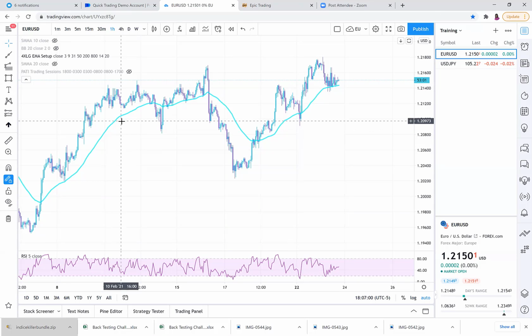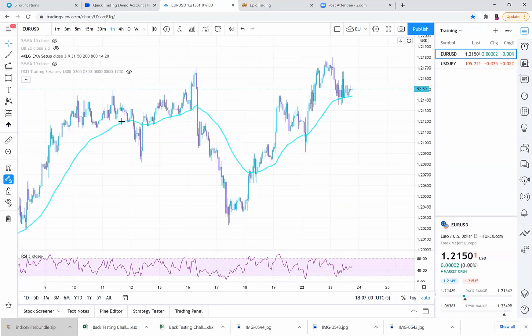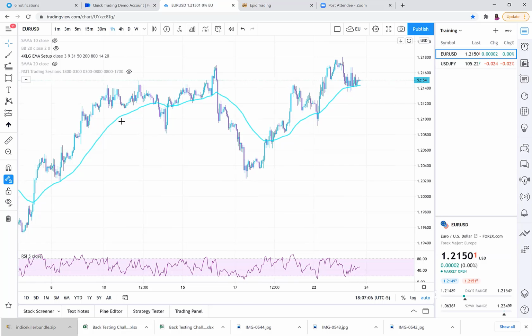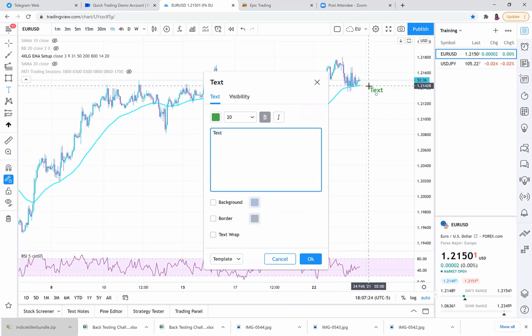Looking at the hour, this is the hour time frame. The first thing we're going to do, and the indicator here on my chart, this light blue EMA is the 50. Let's just put that on the chart so you'll know. So here is the 50 EMA.